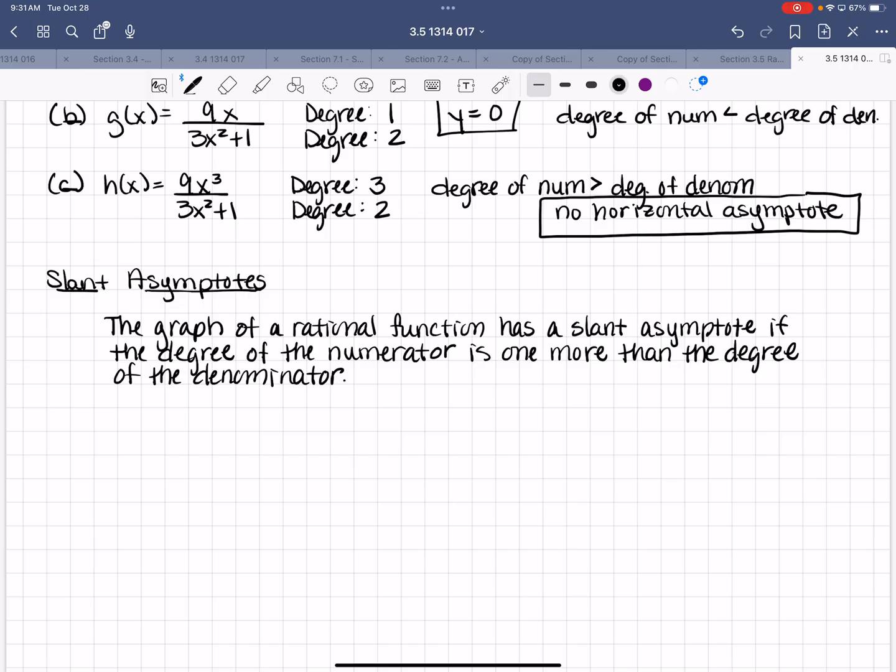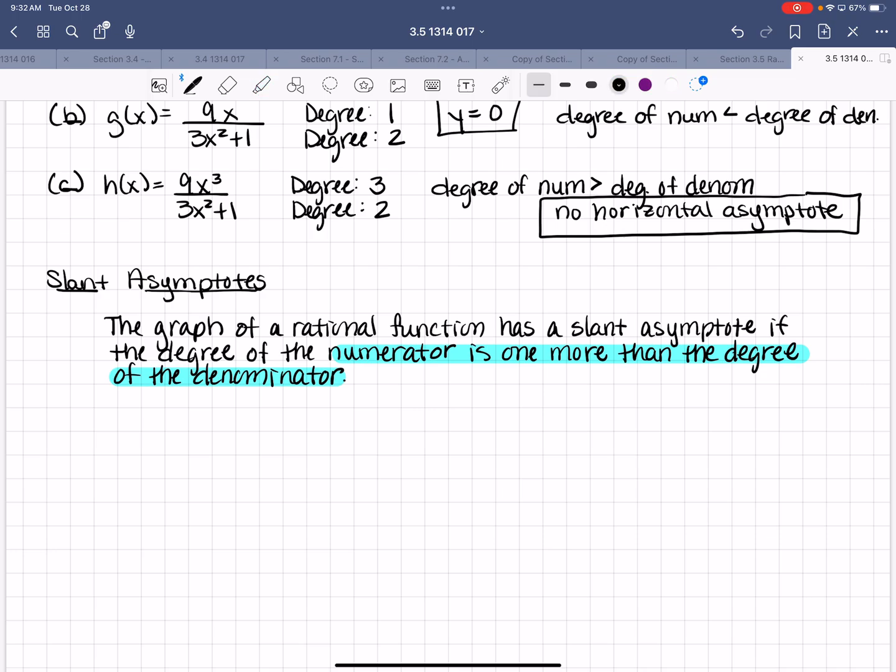So if the numerator is greater and we don't have a vertical, we hop over here and go, well, do we have a slant? The only way we have a slant is if the degree of the numerator is 1 more, 1, guys, 1 more than the degree of the denominator, okay? It can't be 2 more. It can't be 3 more. It's got to be exactly 1 more, all right?